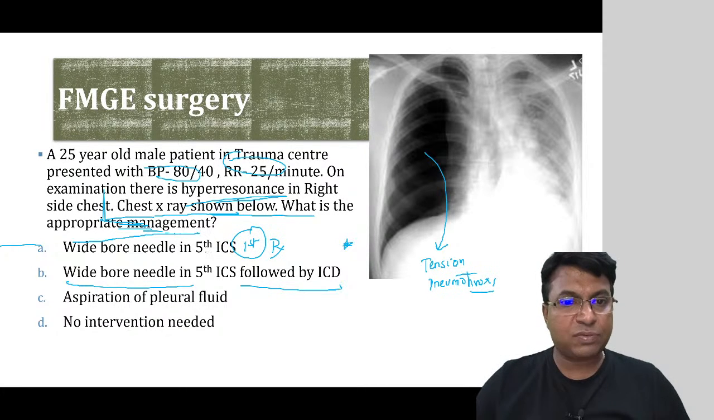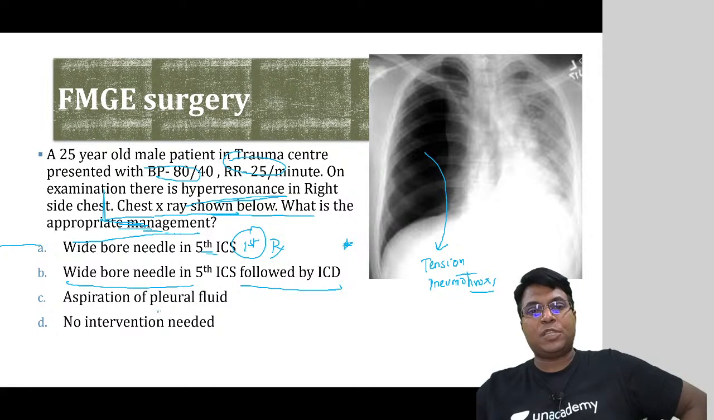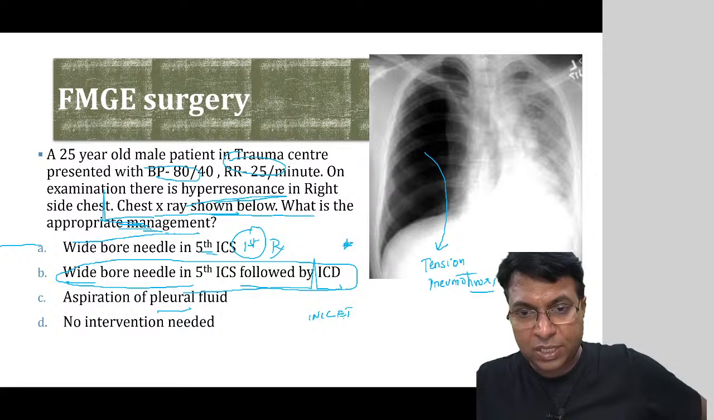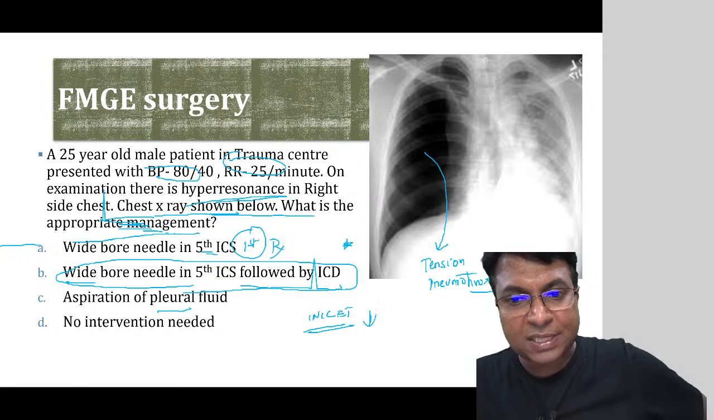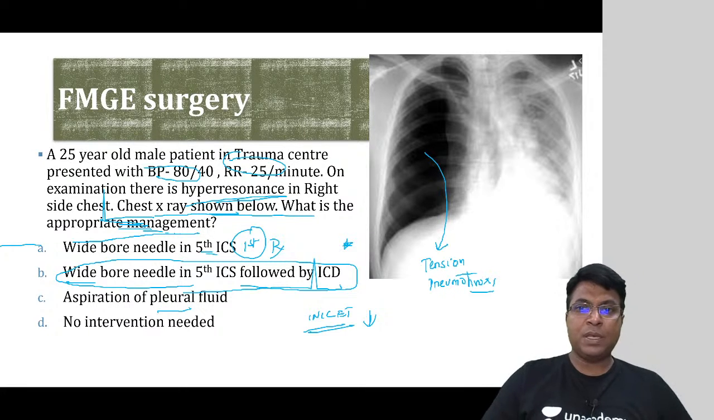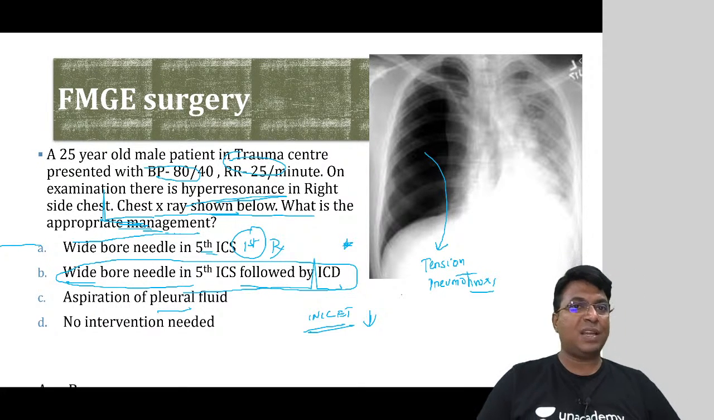First treatment is putting a wide bore needle in the fifth intercostal space. Appropriate treatment is putting a wide bore needle in the fifth intercostal space followed by ICD. This question is also a case of INI common entrance test question. This question came in the INI common entrance test, and the FMG guys copied it. The same question came. So please remember, sometimes questions from the INI common entrance test may be asked in FMG exams.